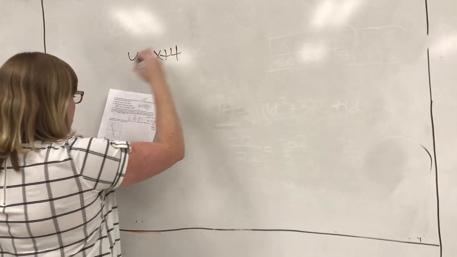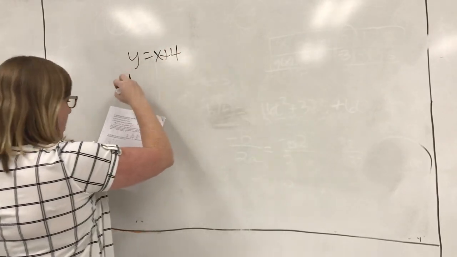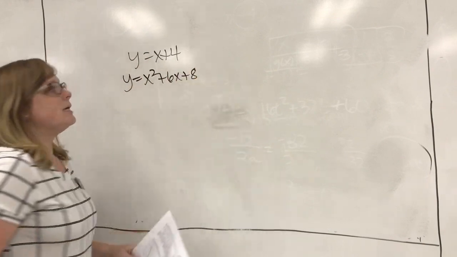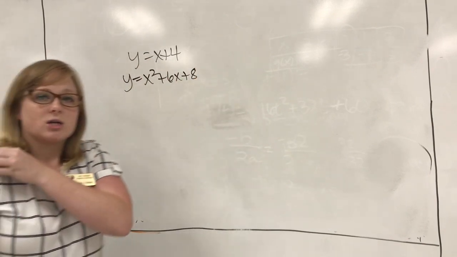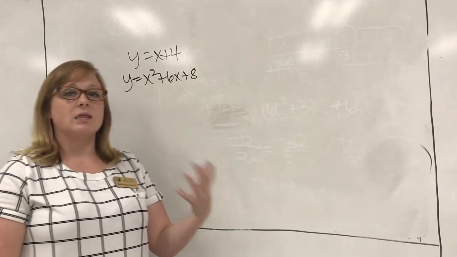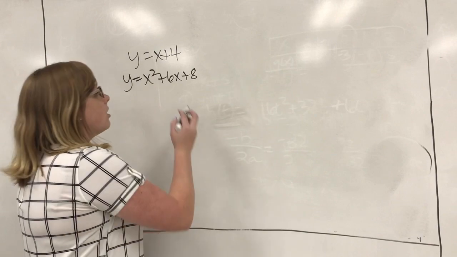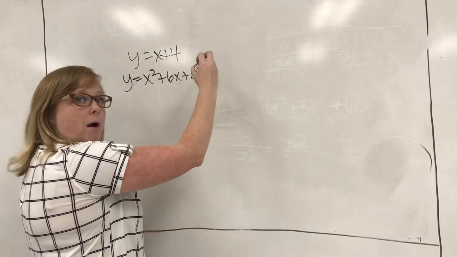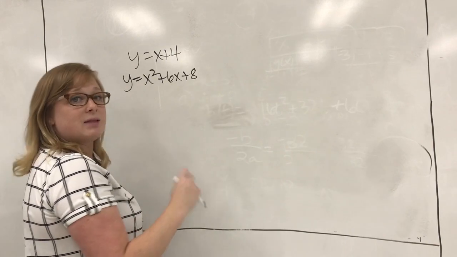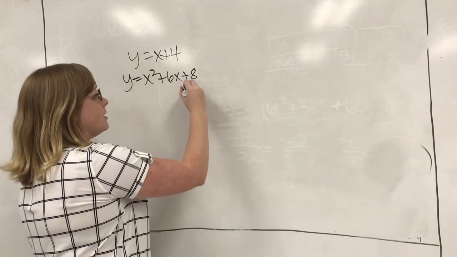Number 19, you're looking for the line y equals x plus 4 and where it intersects with the line y equals x squared plus 6x plus 8. You can do this algebraically, which we've talked about, or you can just graph them on your calculator and find that. Remember, on your calculator, you're going to graph one, you're going to press tab, and you're going to graph the second one.